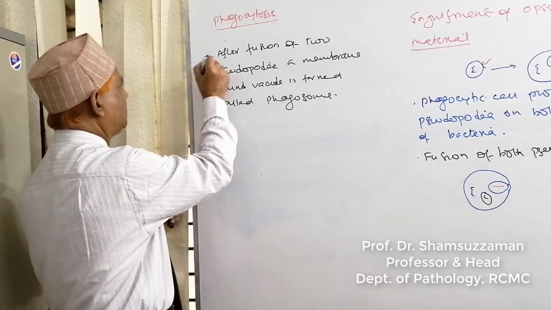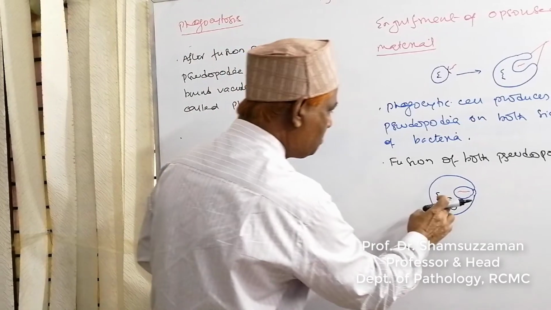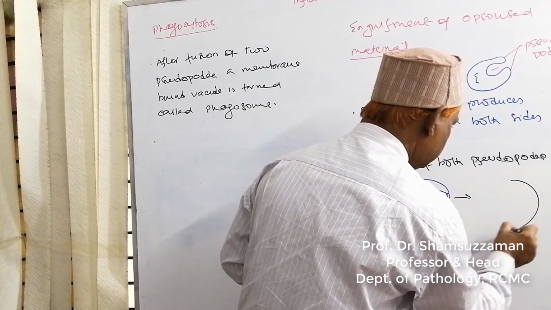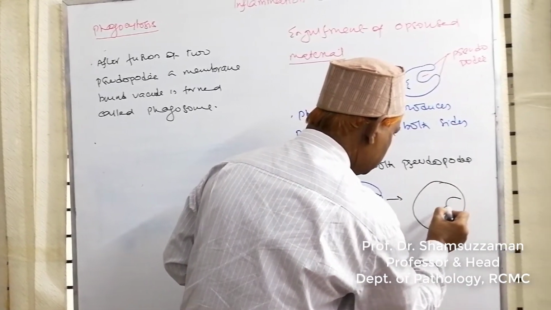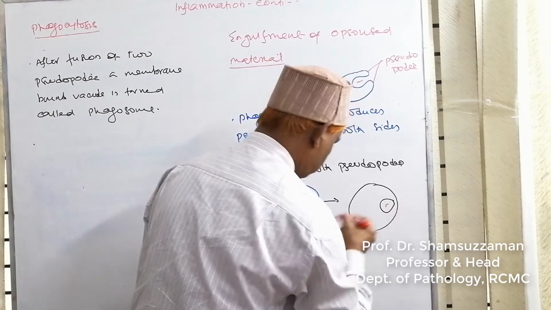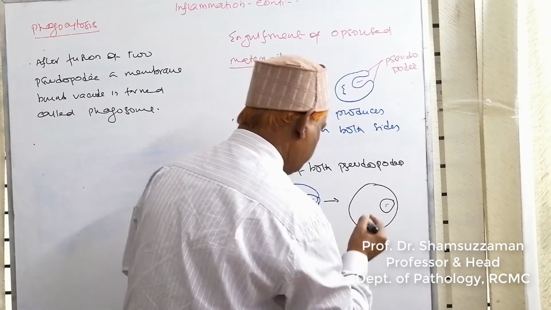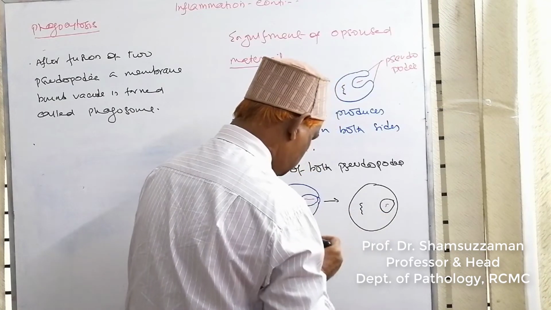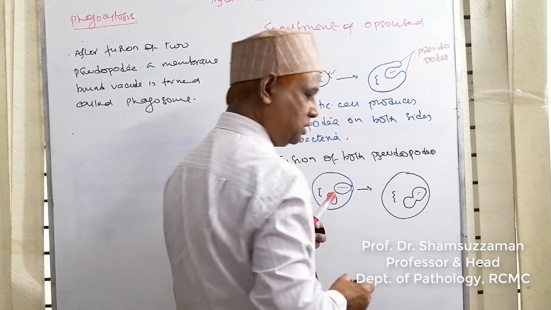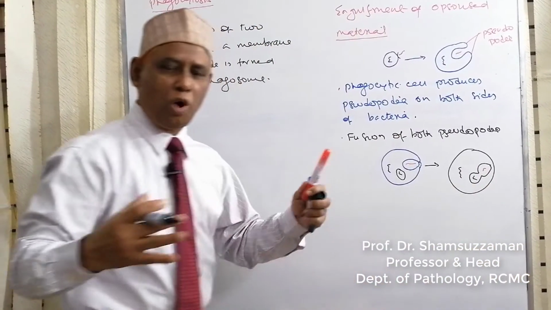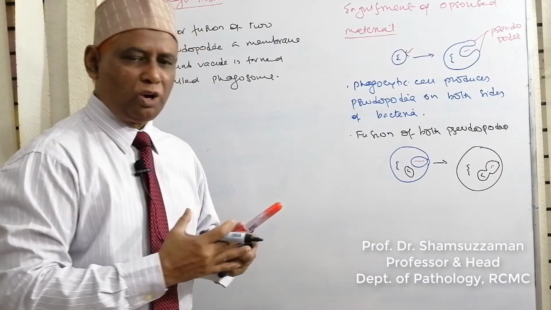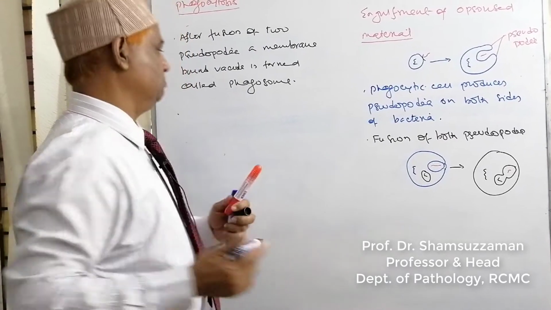Later on, what happens? Later on, the lysosomal bag fuses with this phagosome. This is a phagosome and this is a nucleus, and there is fusion of this lysosomal bag along with the phagosome. This is lysosomal bag, and a common membrane-bound vacuole is formed. This is called phagolysosome.